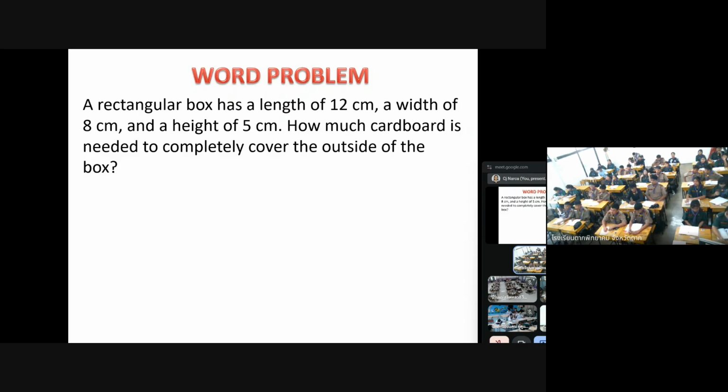This is surface area. But what type of prism is this? Triangular prism, square prism, rectangular prism, cylinder? What is this? Rectangular?